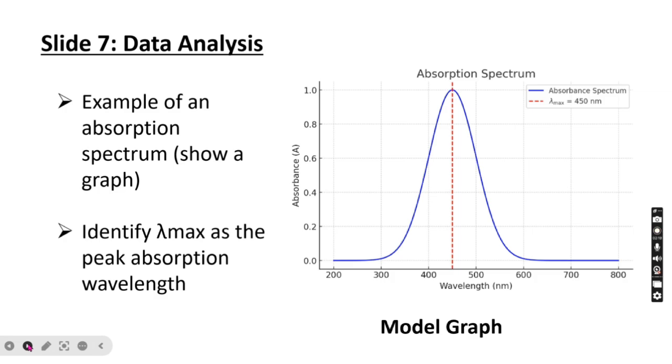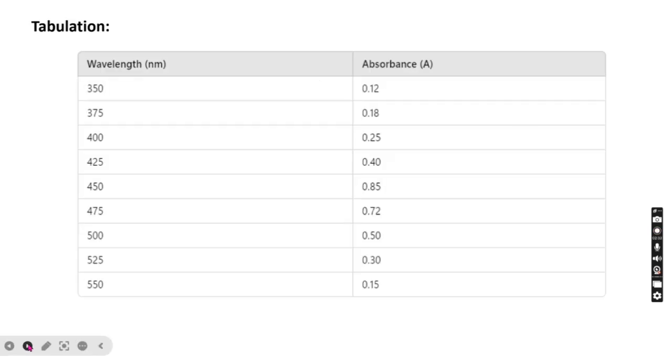Let's see slide 7. Data analysis. Example of an absorption spectrum. Identify lambda max as the peak absorption wavelength. See the model graph and tabulation.